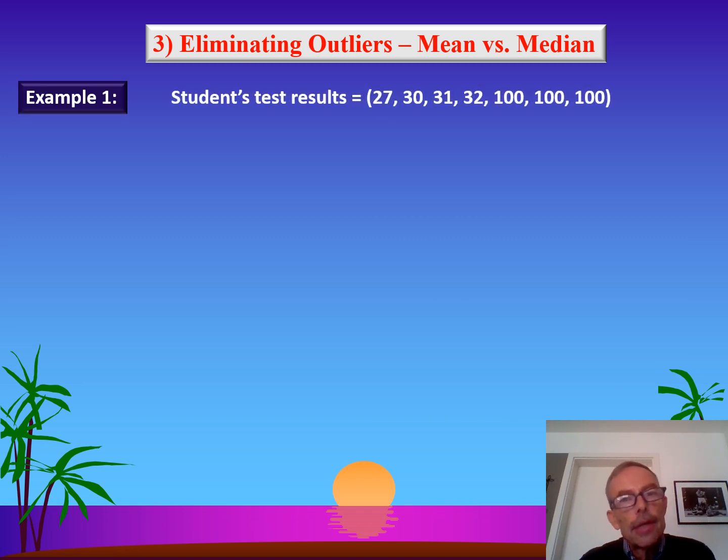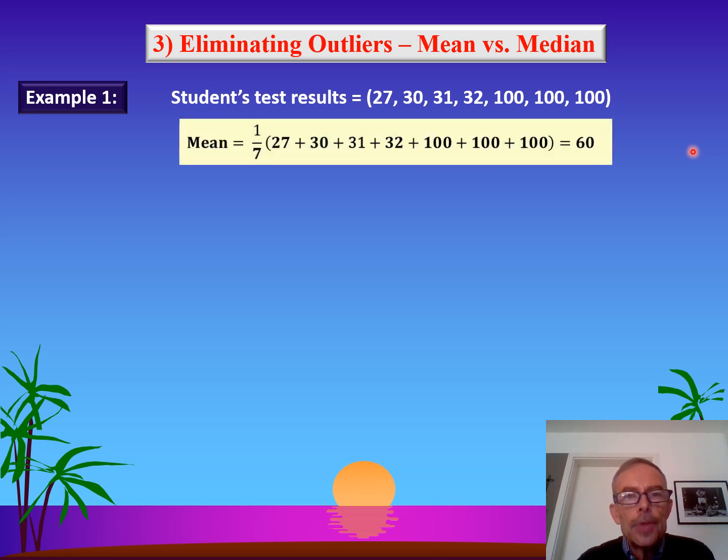Here you have another result of outliers, and we can compare mean and median, and we'll see that the median ignores outliers, and that is questionable. Okay, so here we have students. They have test results of these numbers here, 27, 30, 31, 32, and 3 very good students, which all get 100. Okay, so we calculate the mean, which is 60. So we just sum them up and divide by 7.